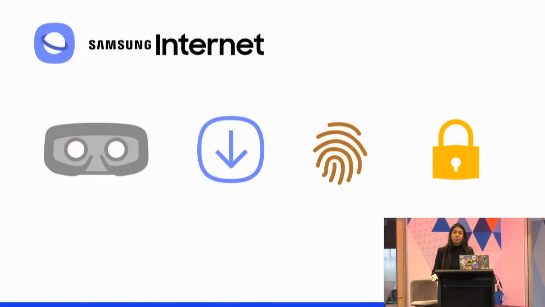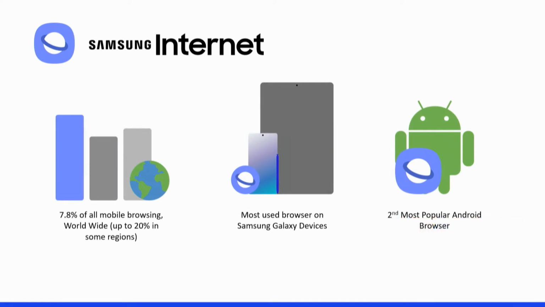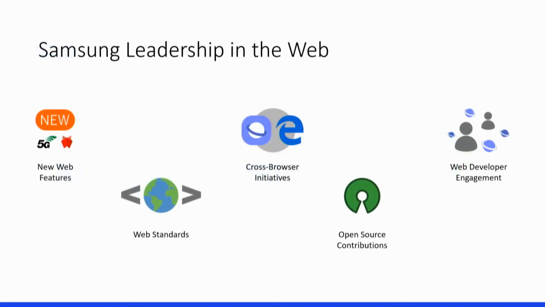For example, PWA, that's one of the things that we are going to talk about today. Fingerprints, we are also looking at other projects related with WebXR. I think we were checking that today. And again, if you're still wondering why you should check Samsung Internet, we are kind of popular, let's say. We're the second most popular Android browser. That means almost 20% in some places around the world. And yeah, it would be great if you can send us feedback.